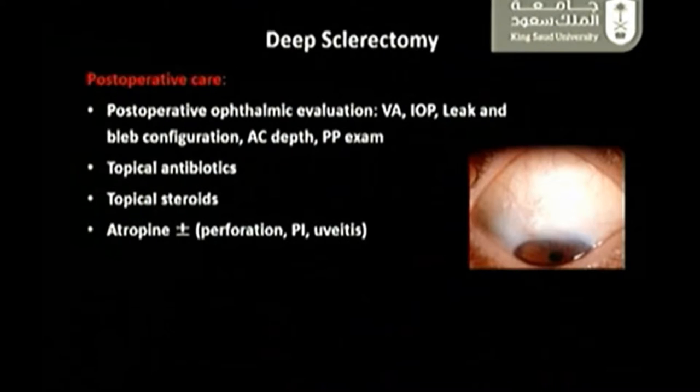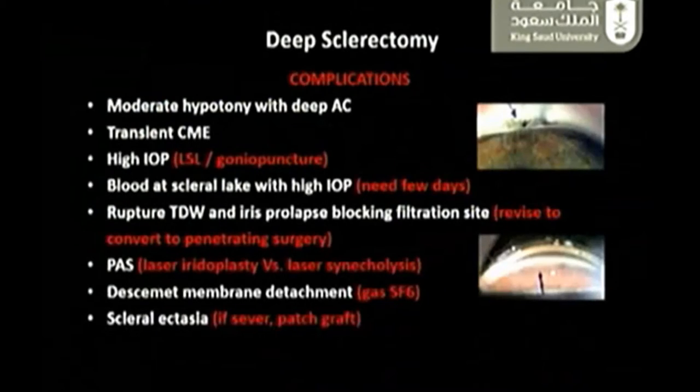Definitely you can have. Topical antibiotics and steroids, atropine plus minus, if you have perforation, if you have uveitis patient, if you have patients in which you have done PI after perforation or penetration, then definitely you need to give atropine to the patients. Those who are having very high intraocular pressure preoperatively, definitely you need to give them atropine postoperatively. The complications you have, you can have moderate hypotony with deep anterior chamber, you can have transient cystoid macular edema as well as in trabeculectomy.